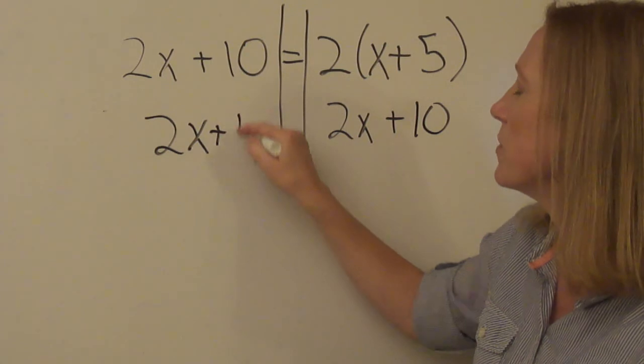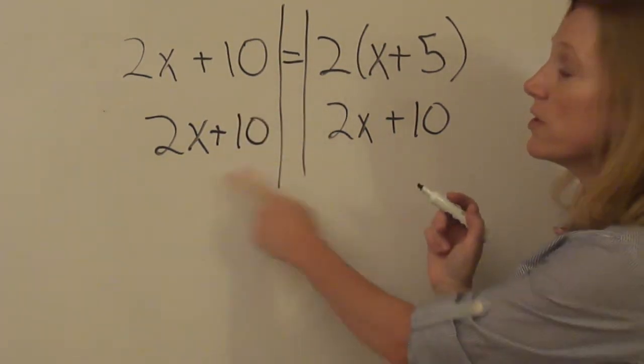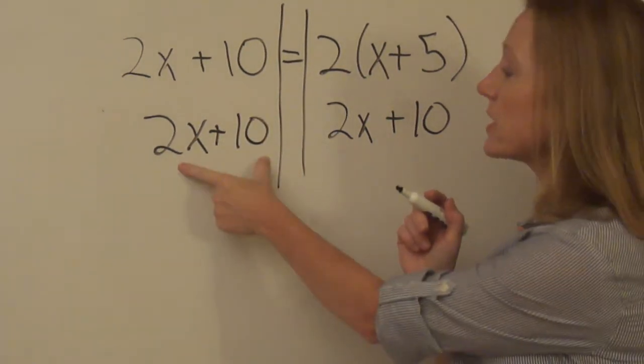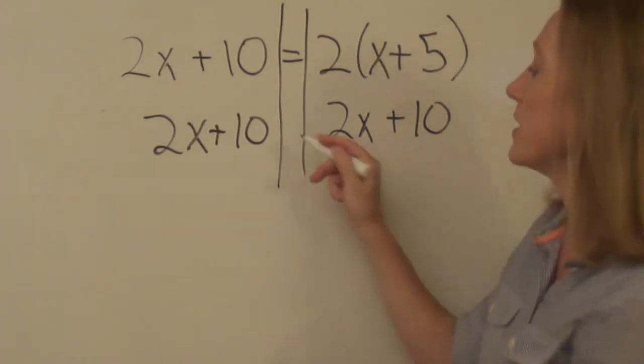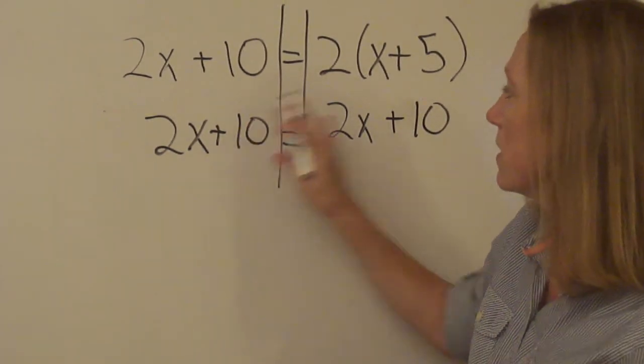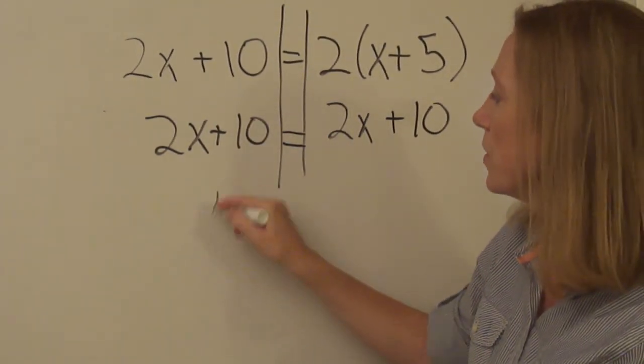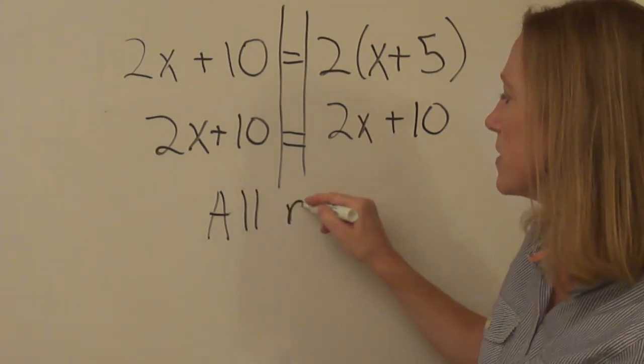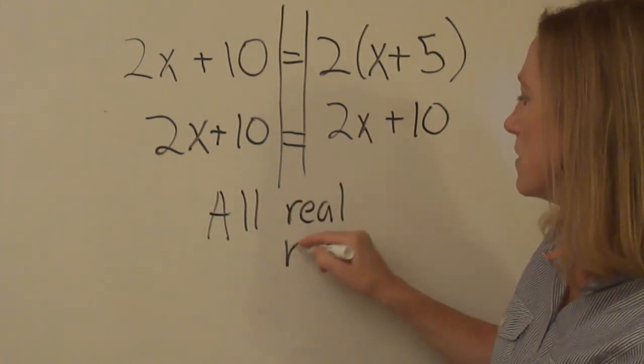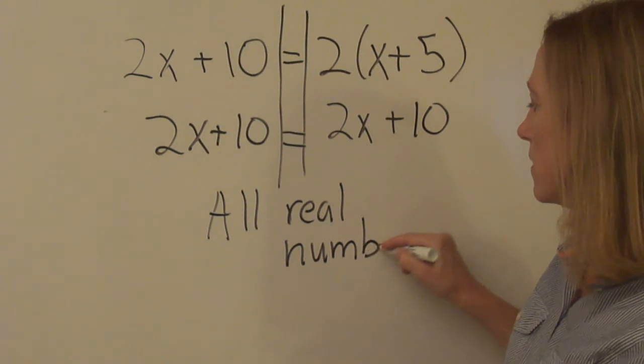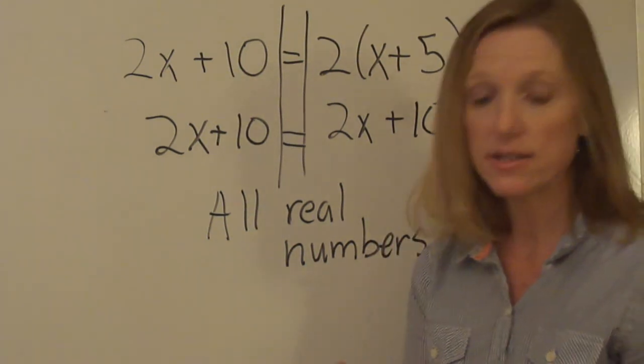Now if I examine both sides of my equation, I notice they're exactly the same: 2x plus 10 equals 2x plus 10. So for this equation, the solution would be all real numbers. And that's today's lesson.